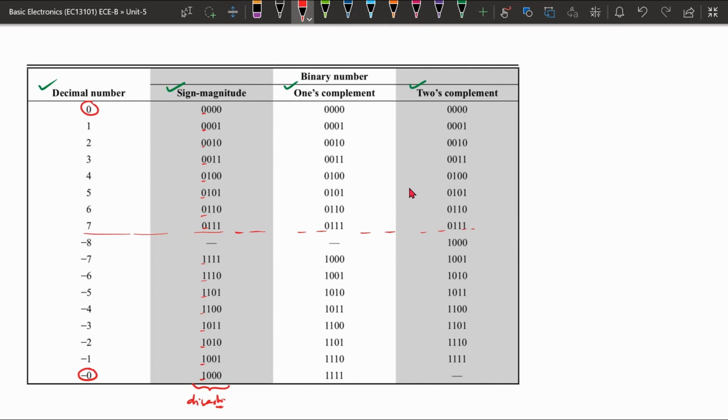But in case of negative, if you want to represent minus 0, we will be complementing the 0. So 0 is 0 0 0 0, and the complement of it is 1 1 1 1. So again 0 has 2 different representations. This is also a disadvantage of 1's complement.